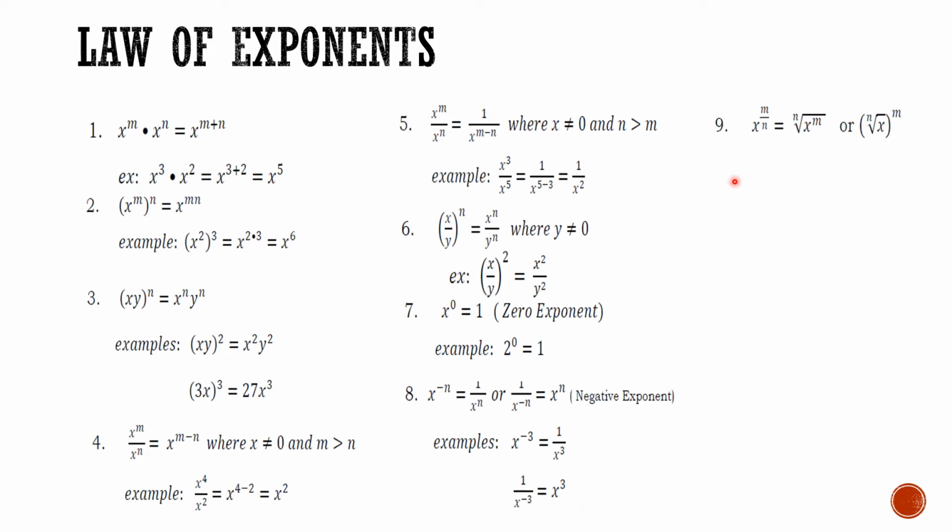Next, we have here the fraction exponent. What if the exponent is a fraction? What will we do? So, just put the base inside the radical sign and raise it with the value of the numerator. Whatever the numerator of the exponent is, that is what we put on top. That will be the exponent of the base inside the radical sign. And then the denominator of our exponent will be the index of our radical. Okay? That will be the index.